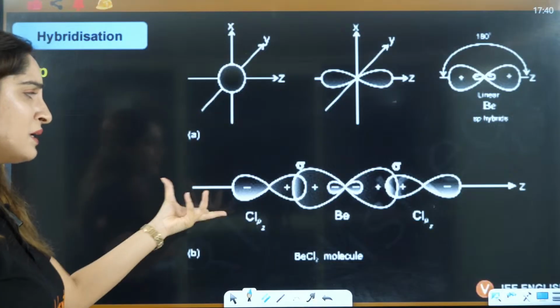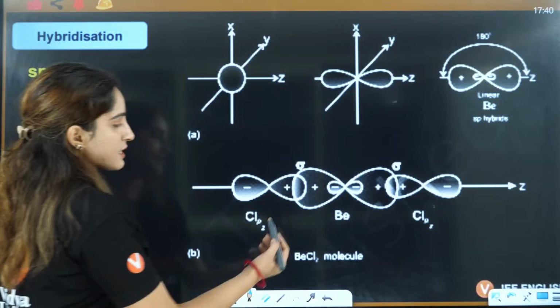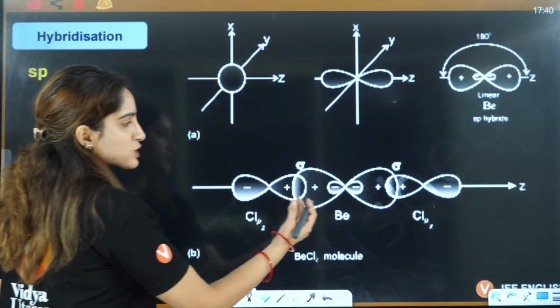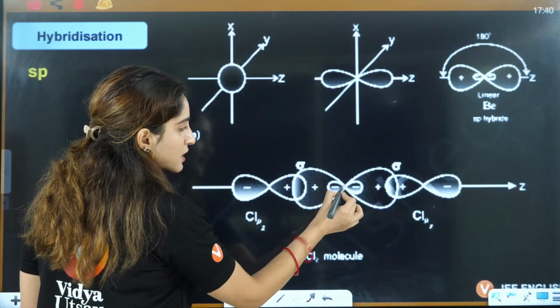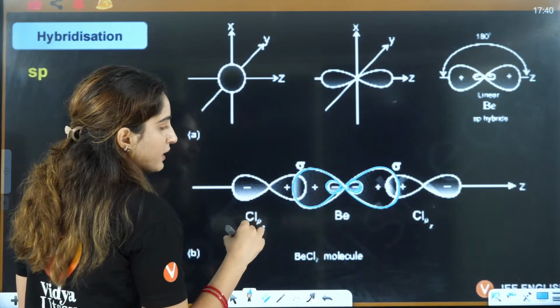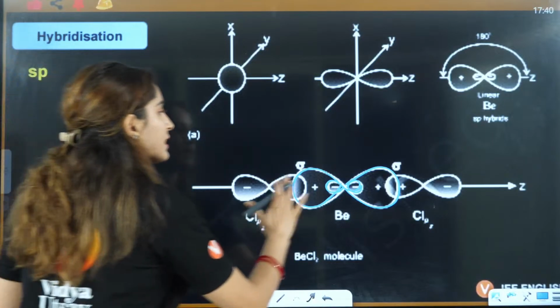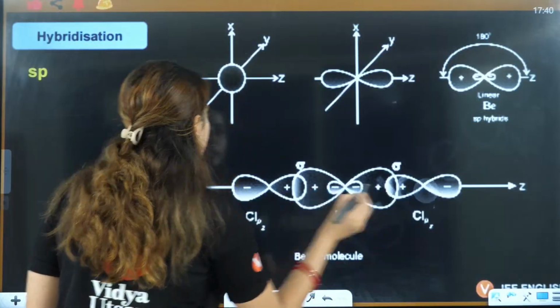In BeCl2 also, the same thing will happen. In BeCl2, sp and sp are combining. As you can see, this one is sp and this one is another sp. They will combine with the p orbital of chlorine. So basically what is happening here?